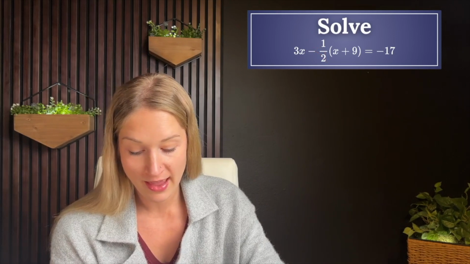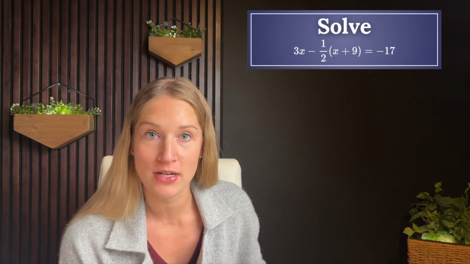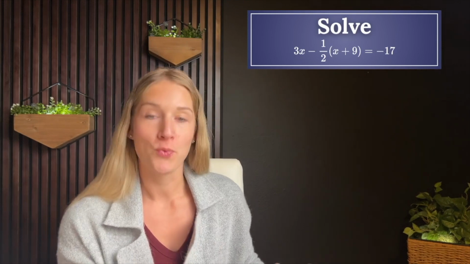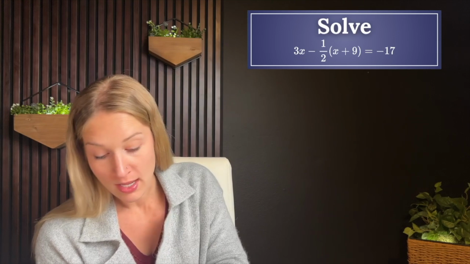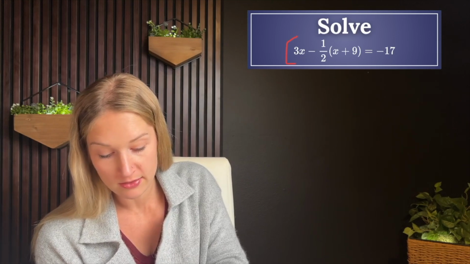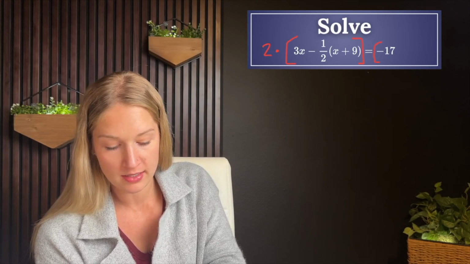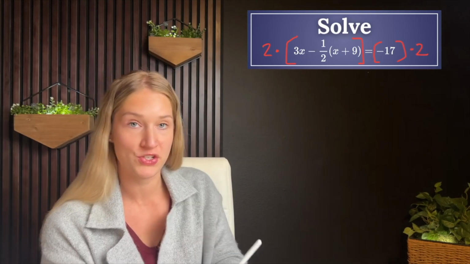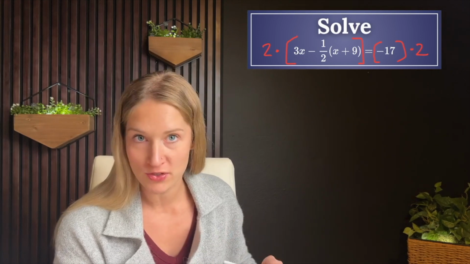But the catch is that you can't just multiply a random part of your equation by a random number. We have to multiply everything in your equation. So I'm going to multiply the entire left side by 2, and I multiply the entire right side by 2. So that 2 gets distributed to everything in the whole equation.